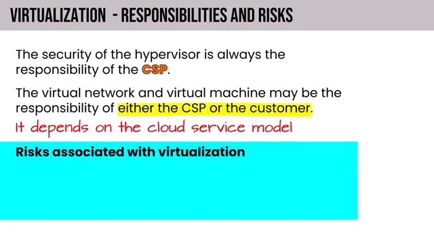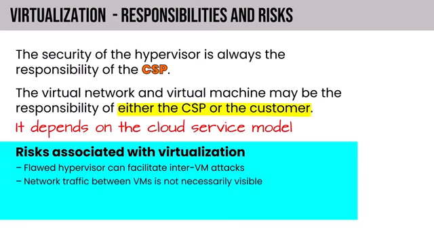And there are risks associated with virtualization you should be familiar with. A flawed hypervisor, for example, can facilitate inter-VM attacks. Network traffic between VMs is not necessarily visible, so bad actors posing as customers could certainly carry out attacks of their own if we don't have the right network controls in place. Resource availability for VMs can be impacted. Now, we talked about how the CSP can prioritize resource allocation, but we still have that lingering worry about noisy neighbors, those neighbors that are sharing our physical infrastructure and always consuming maximum capacity.